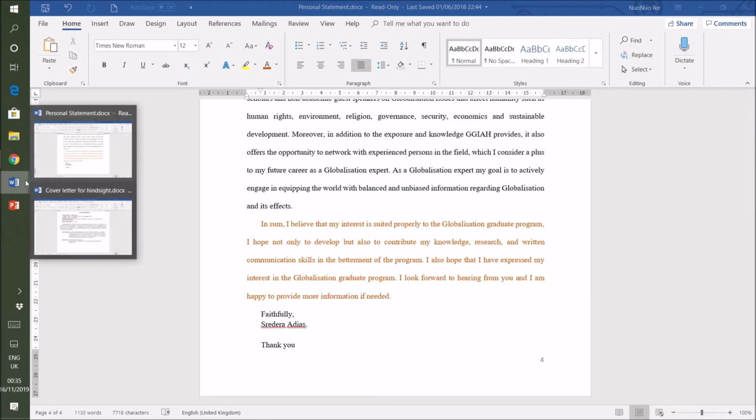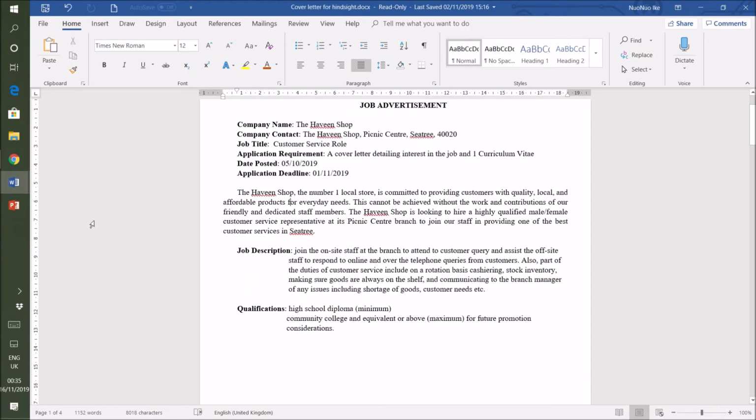Now, let's quickly move on to the cover letter. The cover letter actually doesn't require anything much different. It's the same format that you have to apply. However, the length of a cover letter is usually shorter. It's between 1 to 2 pages.